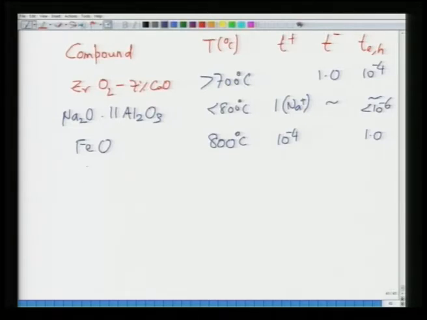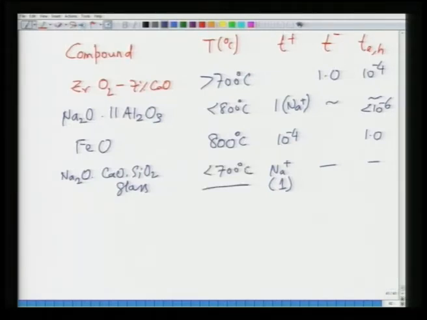Similarly, if you look at, for example, Na2O, CaO, SiO2 glass, here Na plus again is almost equal to 1, and the others are very small, and this is again at much lower than 700 degrees centigrade. So, these are some of the typical values in these ionic systems.